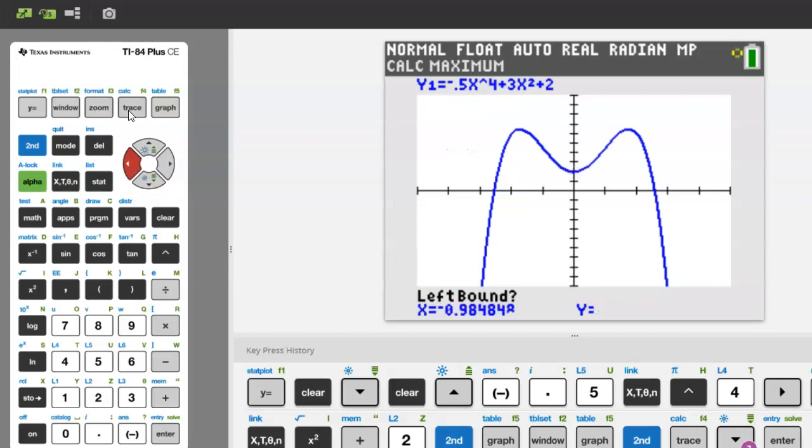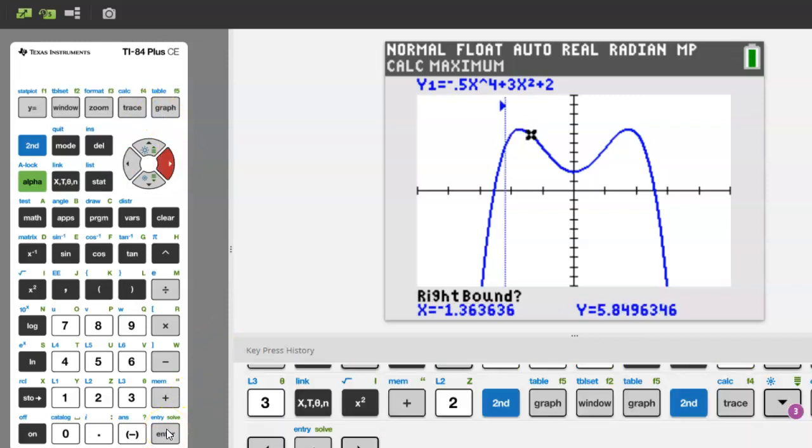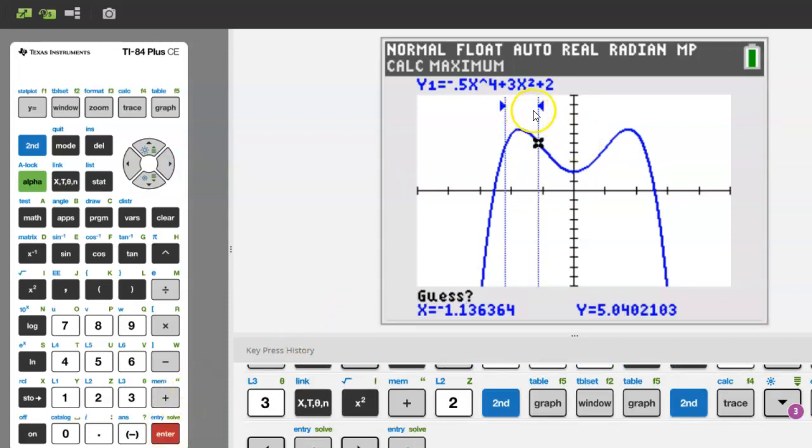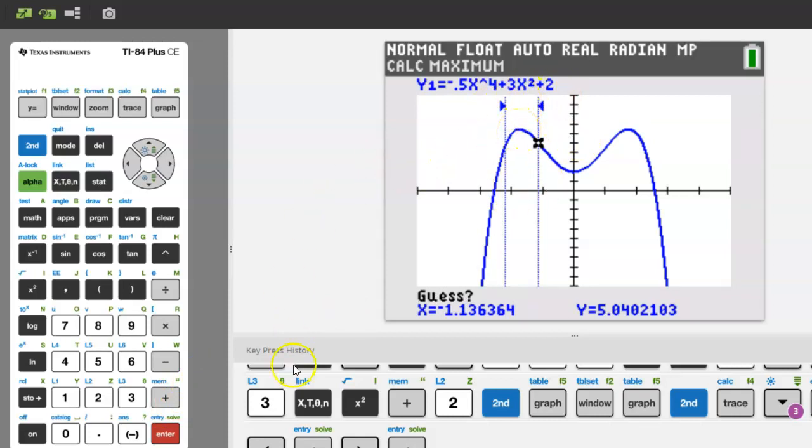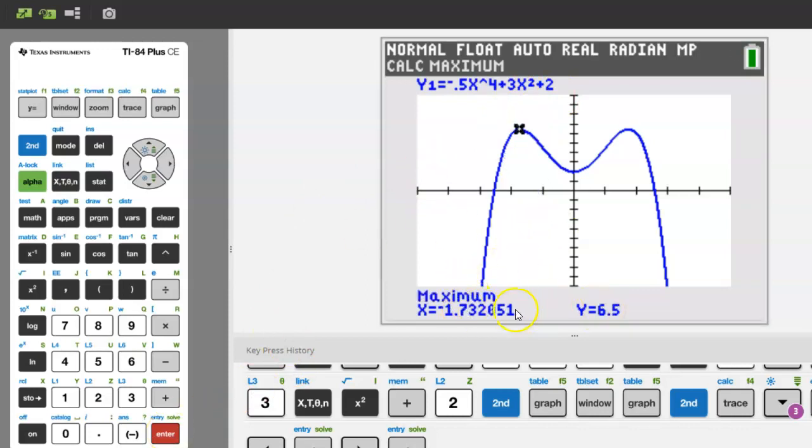We've done this before, but if you've forgotten or didn't have a graphing calculator before, move your cursor to the left of that maximum point and hit enter, and then move the cursor to the right of that maximum point, hit enter again. Notice how your calculator will show two little arrows with or without the line, and in between those two arrows is where the maximum should be. And then hit enter one more time. It gives us that maximum value.